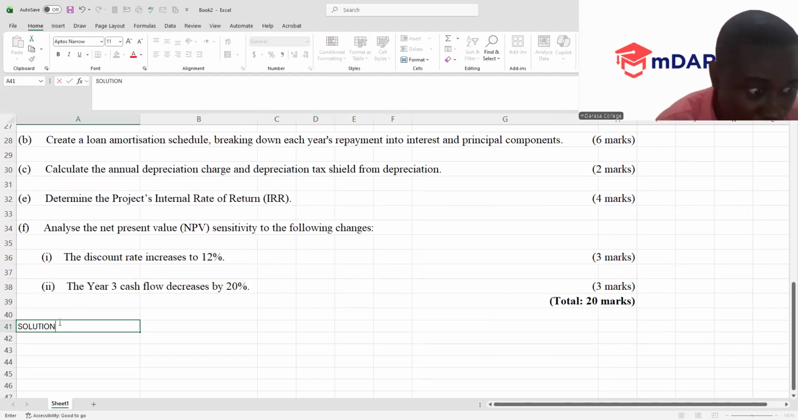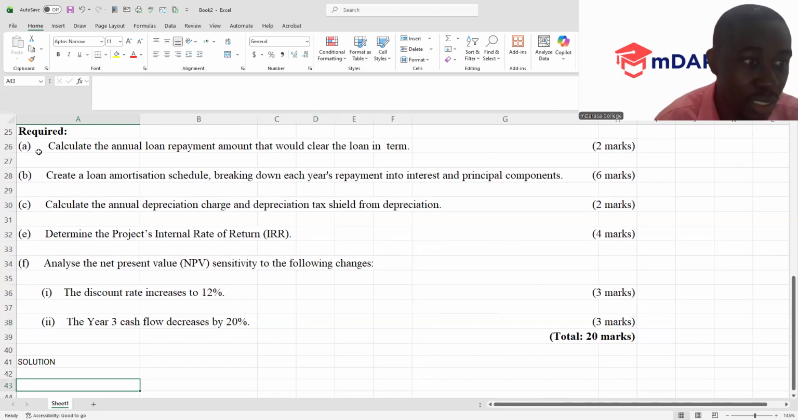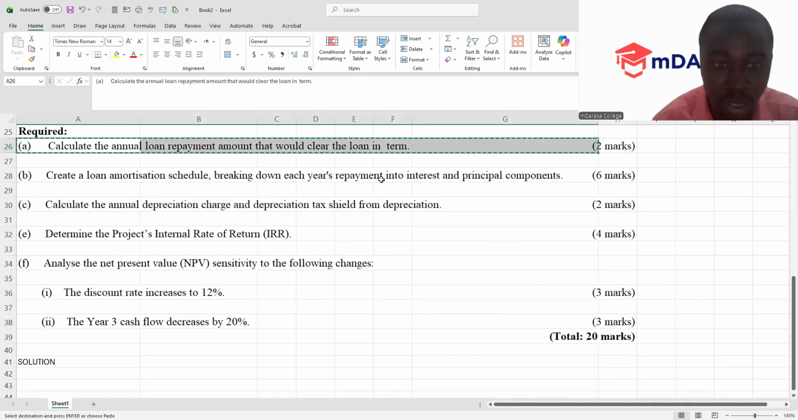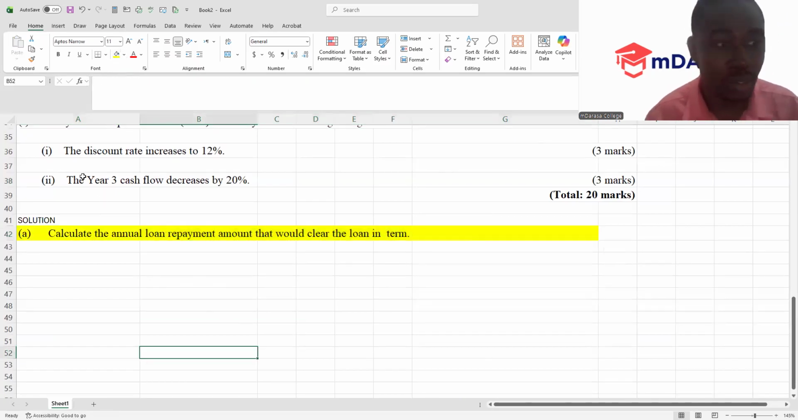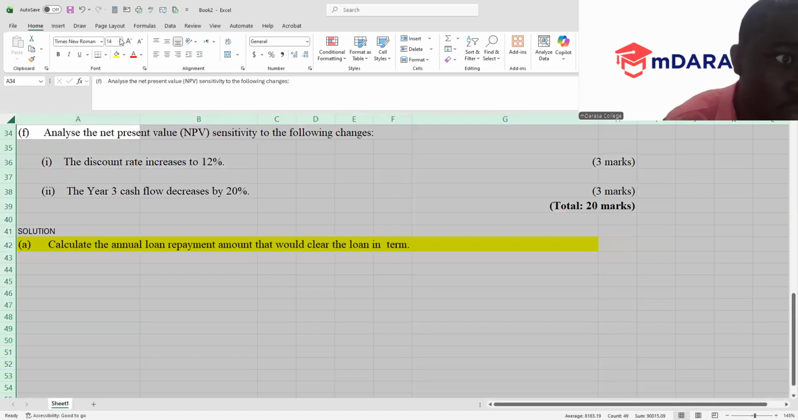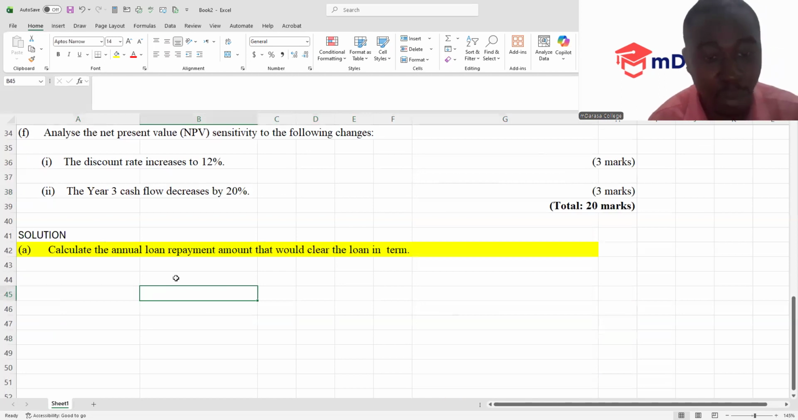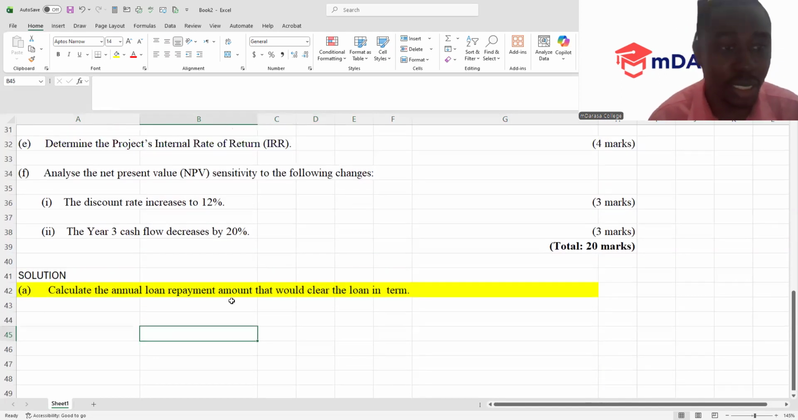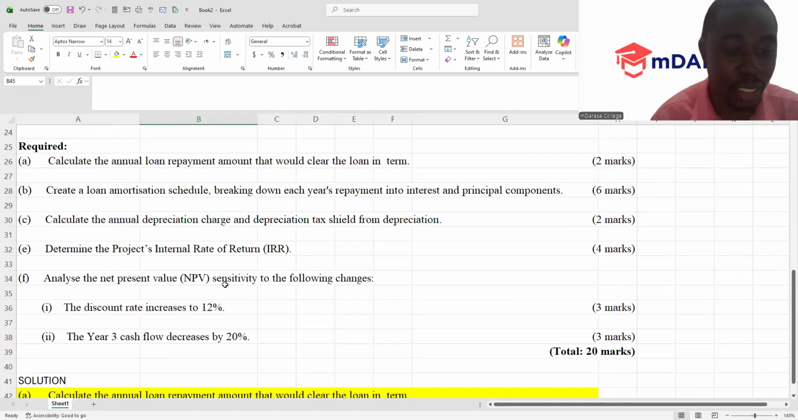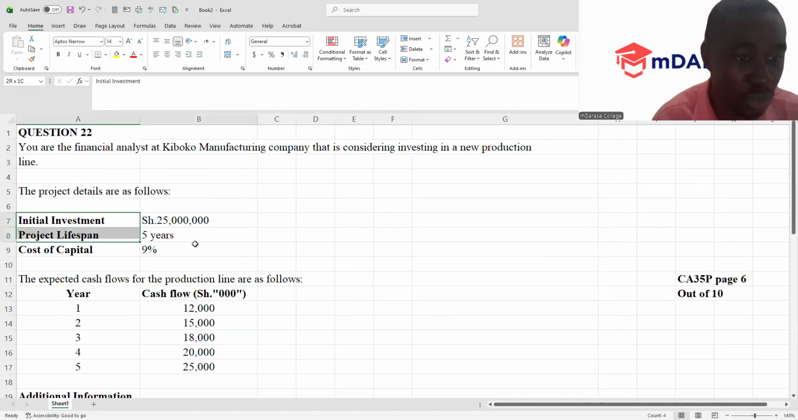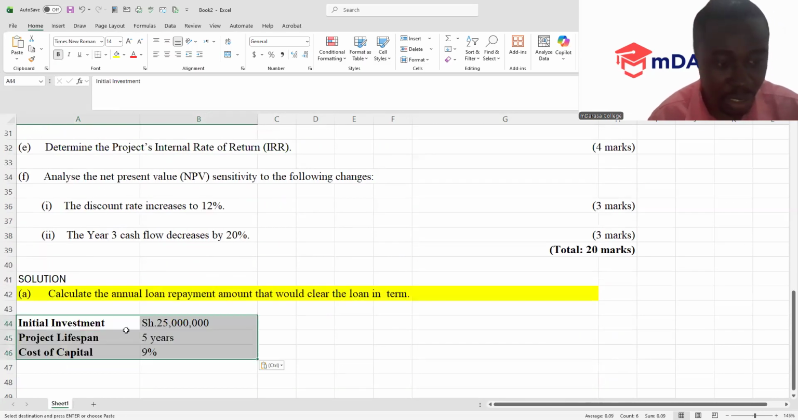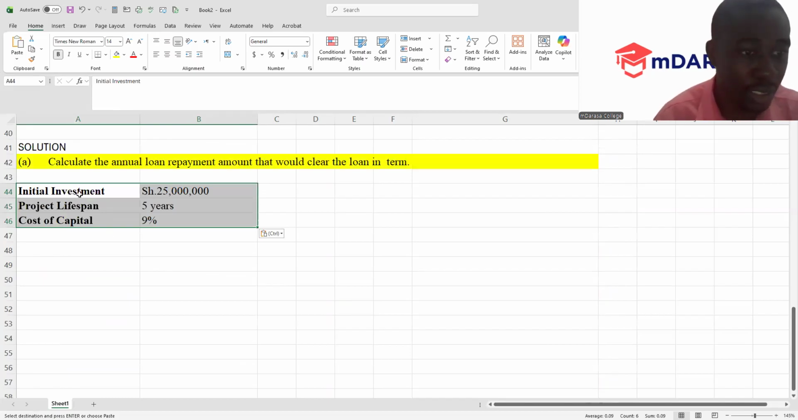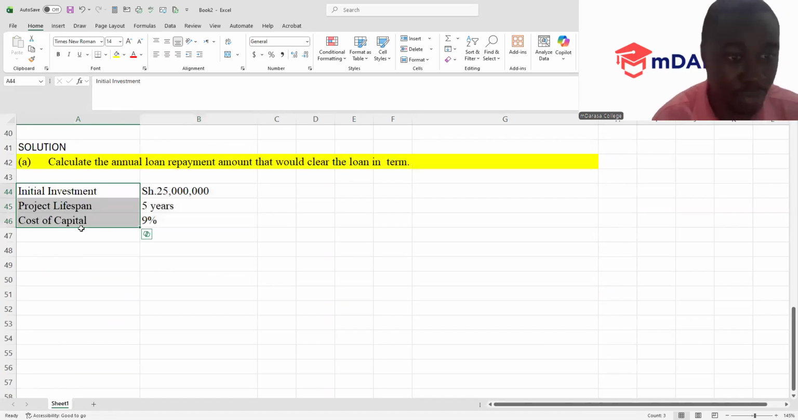Just come below, we are doing our solution. Consider the first part. We take this question, this is what you want to answer. The examiner wanted us to calculate the loan repayment amount that will clear the loan in term. So identify the items: we take our initial investment, cost of capital, and all these items here. We present them at this point, the details that the examiner had given to us.